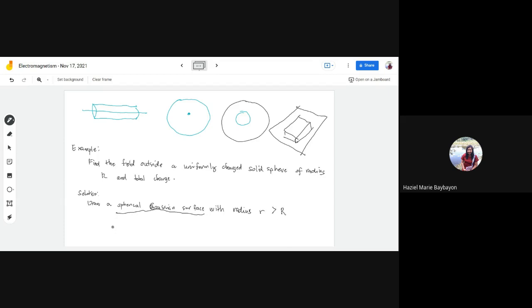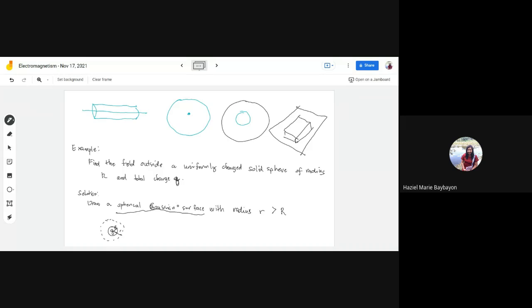Okay, so say for example, this is our Gaussian surface. Again, it has a uniform charge distribution. It is uniformly charged, and then it has a total charge of Q. And then our Gaussian surface should have a radius which is greater than R. So if this small sphere here has a radius equal to big R, then our Gaussian surface should have radius r which is greater than big R.